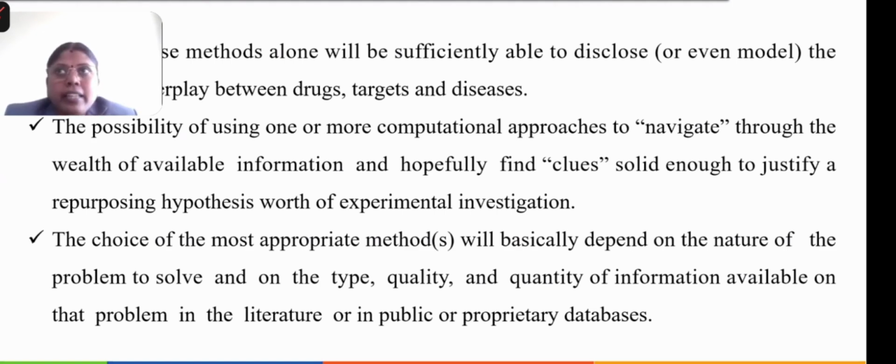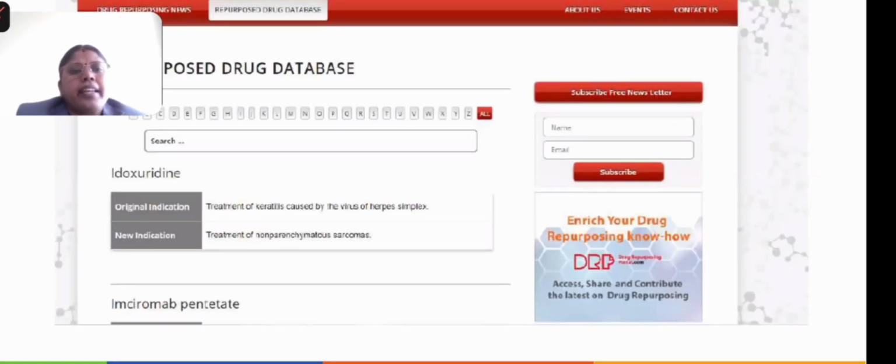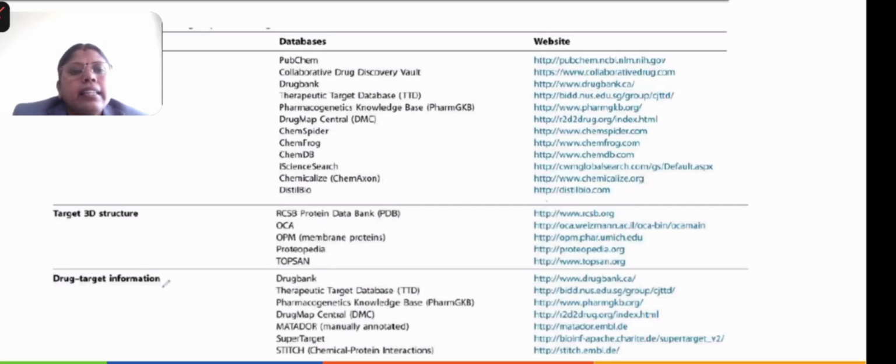First we have to identify the problem statement, and we have to generate our own hypothesis. And obviously we have to depend on the publicly available and some proprietary databases for proving our hypothesis. These are all some databases. One such is the drug repurposing database. It will give you the drug's original indication, what it may be for the new indication.